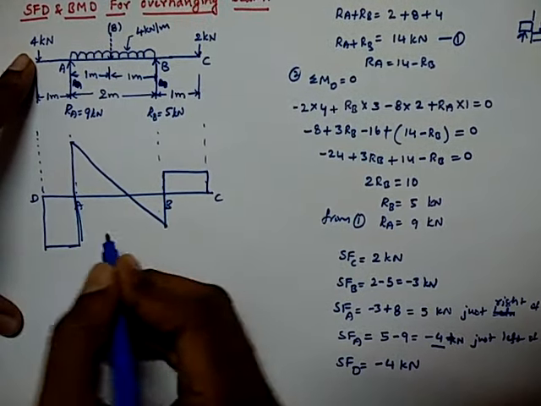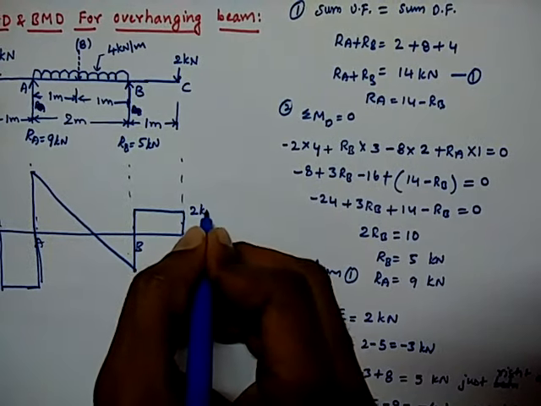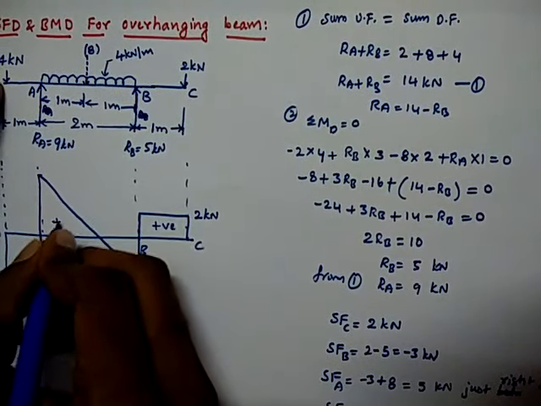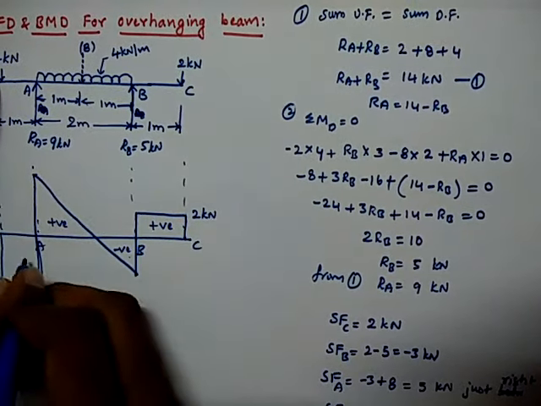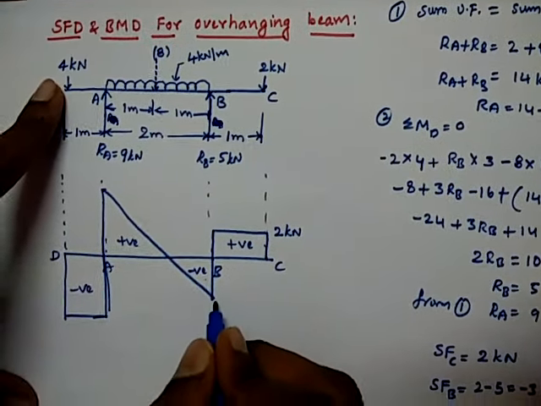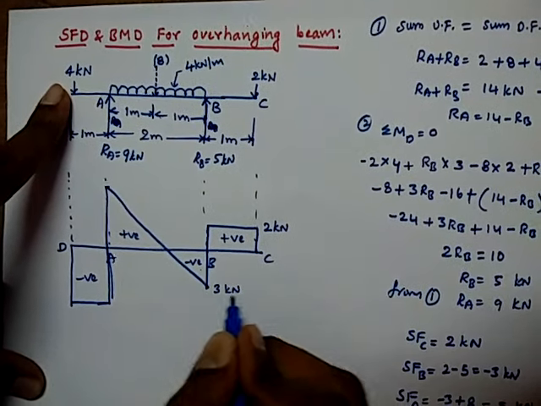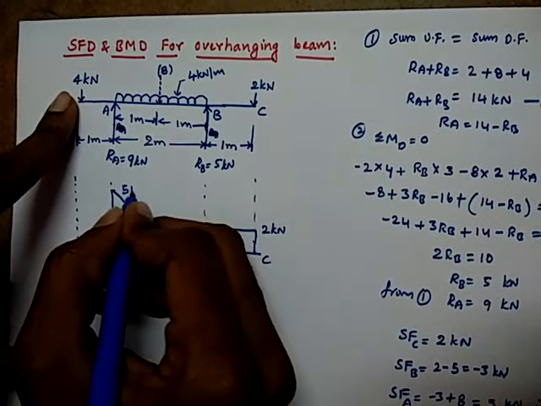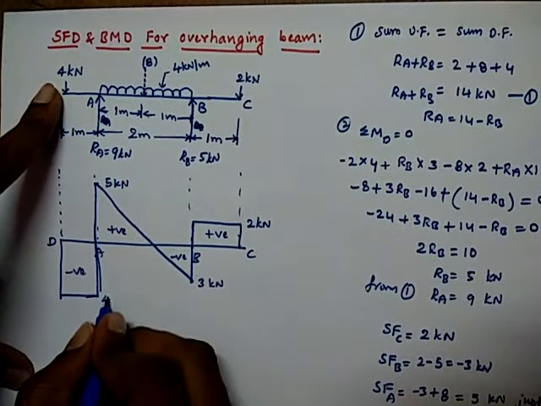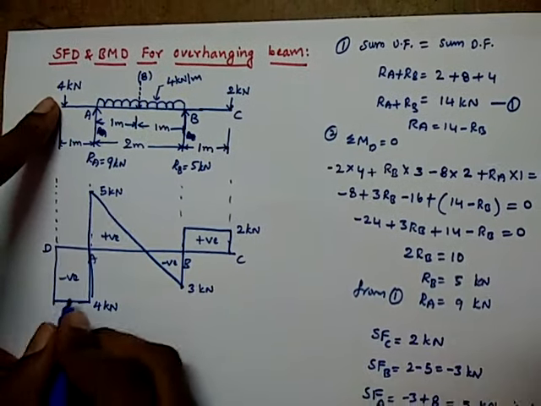If you observe this diagram, the values at different points are 2 kilonewtons here and here. We'll take the upside as positive and the downside as negative, so below the line is negative. And here, at B, at this point we have 3 kilonewtons, which is negative, and at this we have plus 5 kilonewtons, positive 5 kilonewtons, and then negative 4 kilonewtons, and this will continue up to here.